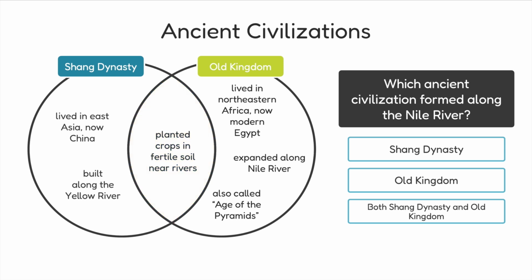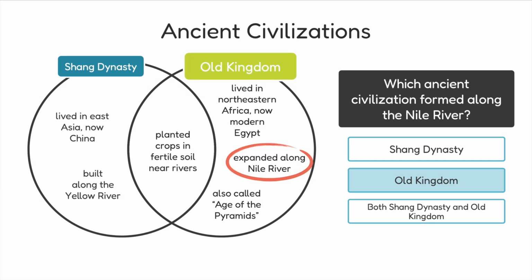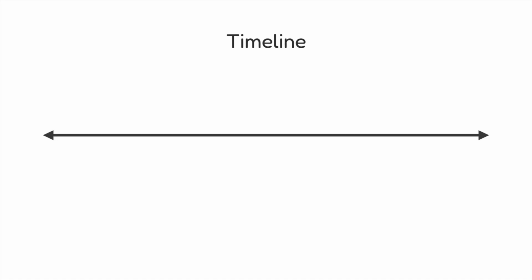Smart. Okay, so back to the question. Which ancient civilization formed along the Nile River? Even though both civilizations settled and planted crops along rivers, the only one that did this along the Nile River is the Old Kingdom of ancient Egypt. Nice work. Now let's look at our next graphic organizer, a timeline.